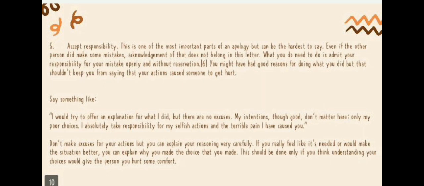Don't make excuses for your action, but you can explain your reason very carefully if you really feel it's needed or will make the situation better. You can explain why you made the choice that you made. This should be done if you think understanding your choice will give the person you hurt some comfort.